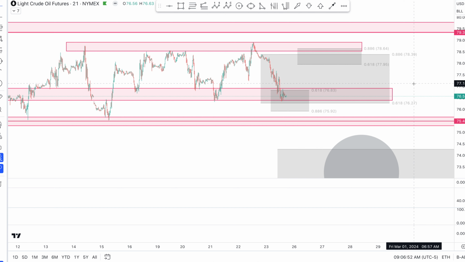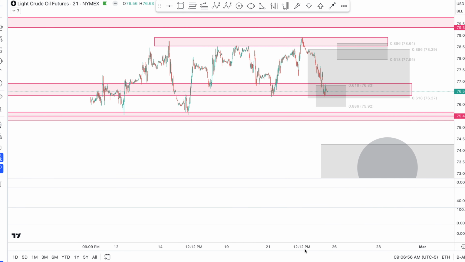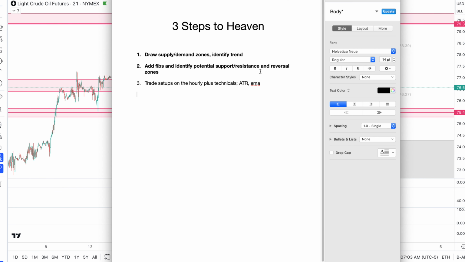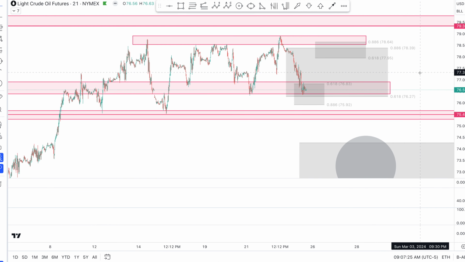Sounds like magic. All it is are fibs combined with supply-demand zones. It's utterly simple. So there you go. That's how you draw the fibs. And stay tuned for the next video, which is going to be trade setups on the hourly plus technicals. I use ATR, EMAs. This is also very simple, using the 1 hour to show you confirmation of when to take the trade, especially if you're conservative. It's a much safer conservative way to trade, which is what is adding to the overall higher percentage of success.